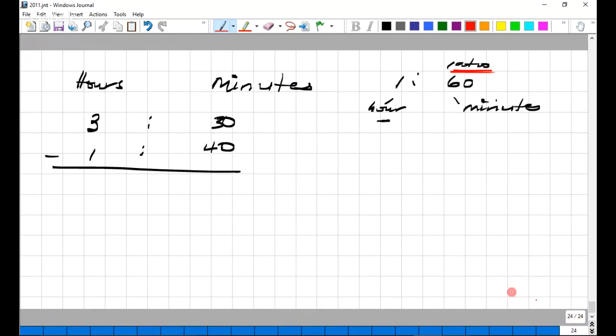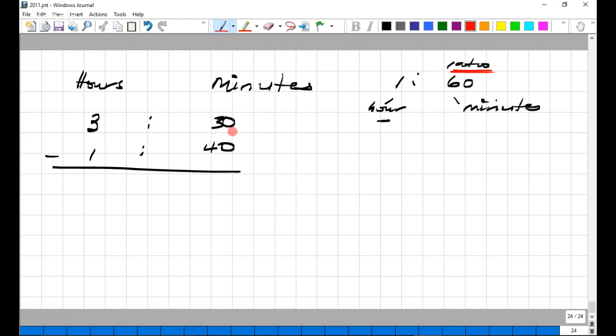Let's go to the last one for this evening. And this one, I doubt that you have seen any like this since we have started. But let's see if we can use our head and figure this out. 3 hours and 30 minutes minus 1 hour and 40 minutes. The ratio of hours to minutes is 1 hour to 60 minutes. How do I subtract this? Because if you notice down here, I have 40 and I need to take this from 30. What would I need to do?